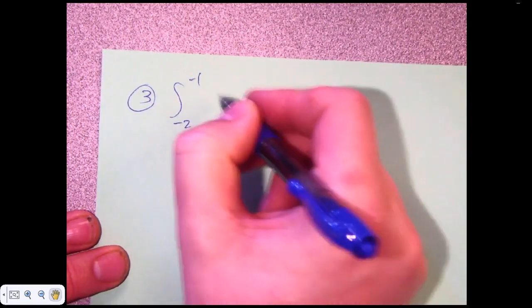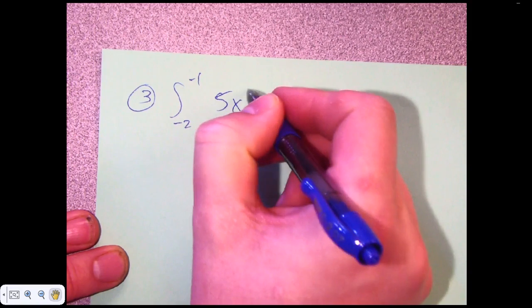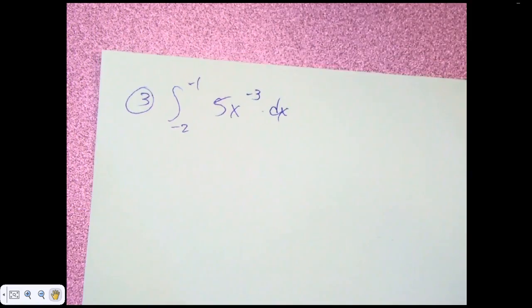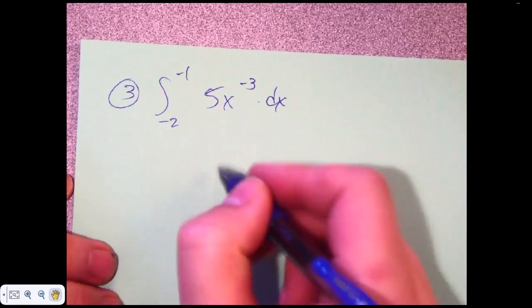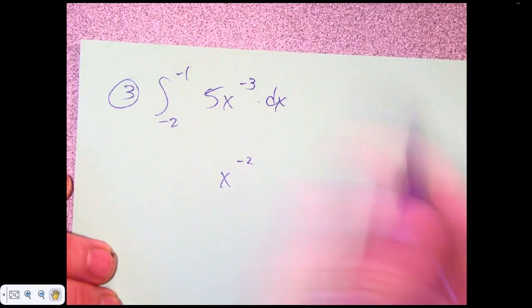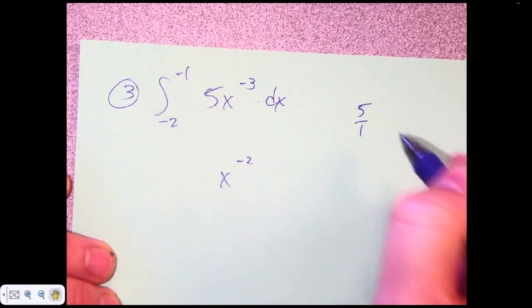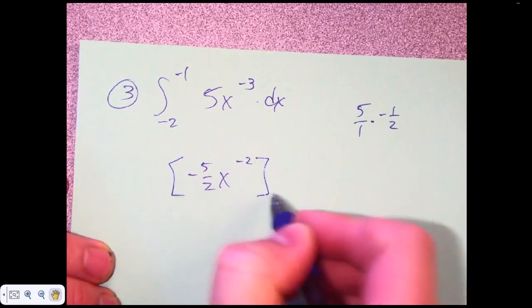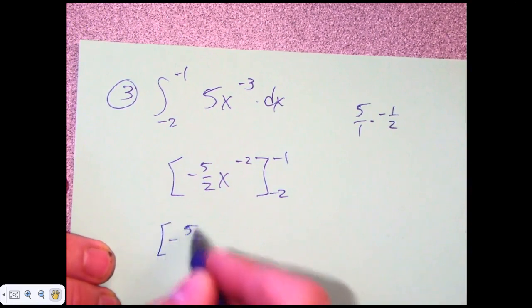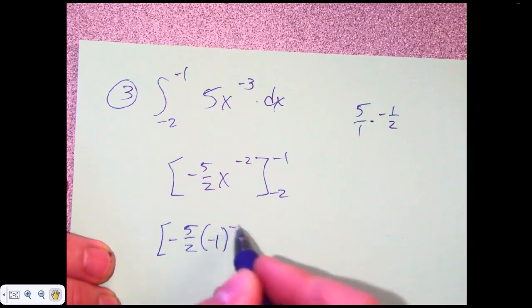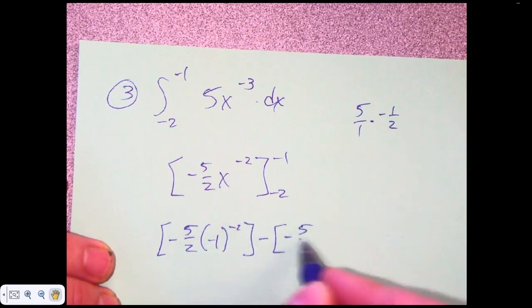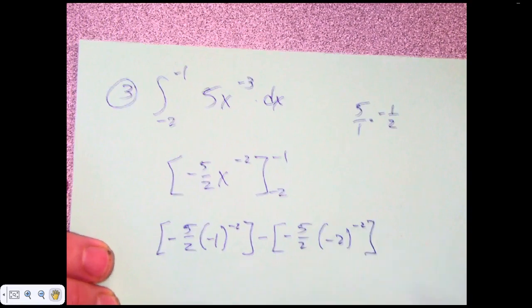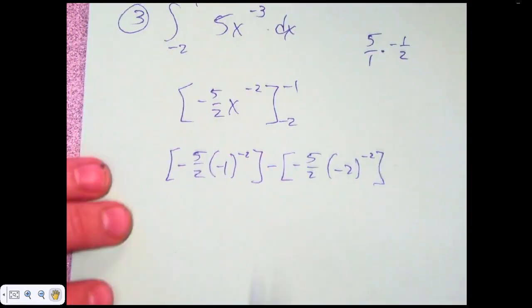All right, number 3. So the integral from negative 2 to negative 1 of 5 over x to the third, so I'm just going to rewrite it right off the start as 5x to the negative third. So now add 1 to the power, that'd be negative 2, multiply by the reciprocal of the new power. So we got the 5 over 1 that was out there, times negative 1 over 2 is negative 5 halves, from negative 2 to negative 1. So negative 5 halves times negative 1 to the negative second, minus negative 5 halves times negative 2 to the negative second. Remember, a negative exponent just flips things over.